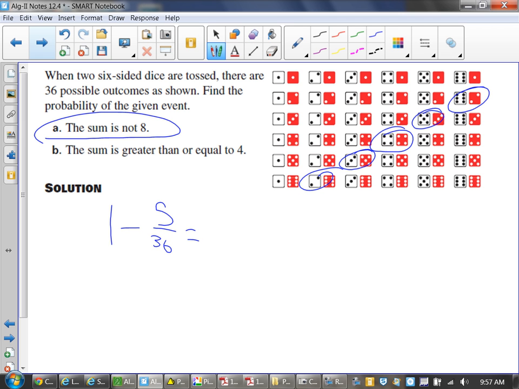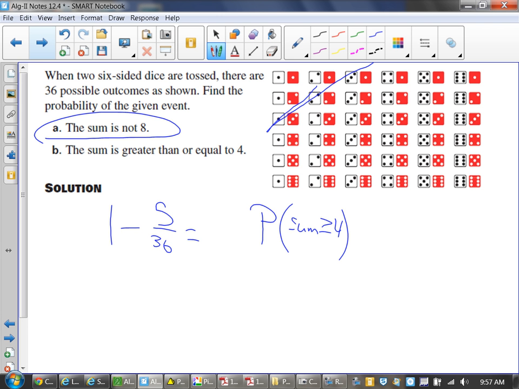Okay. The sum is greater than or equal to 4. So the probability that the sum is greater than or equal to 4. If I want to find that, well, I start by figuring out where it equals 4. It starts here. So how many of them are not? 3 over 36, so 1 minus that. Very good. Everybody see that? It's just a little bit quicker to work with complements sometimes.